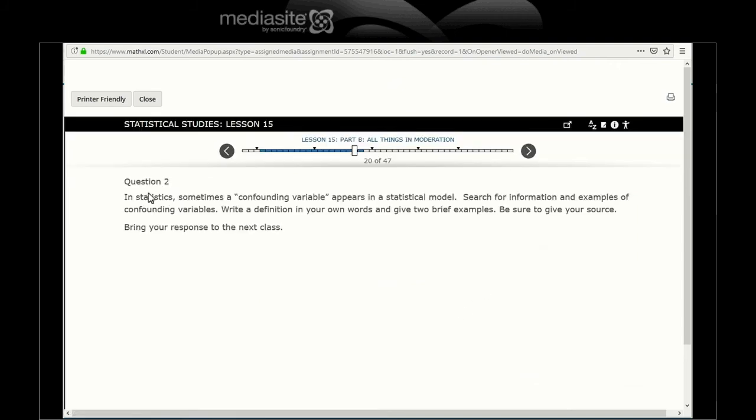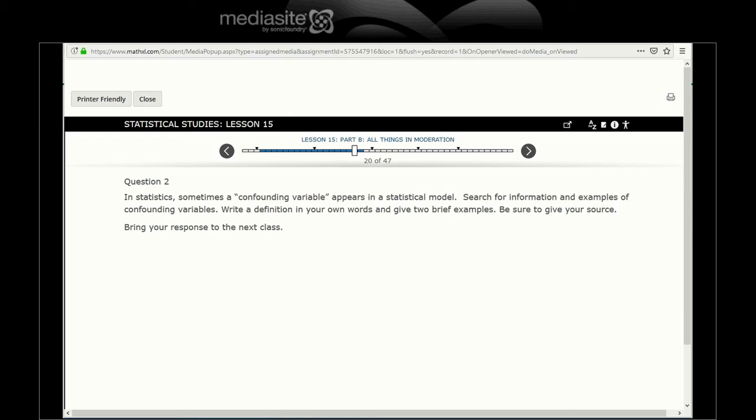Statistics. Sometimes a confounding variable appears in a statistical model. Search for information for examples of confounding variables and write a definition in your own words and give 2 brief examples. Be sure to give your source. Bring a response to the next class. No, that's not very practical online here. Suppose in the future, note to self, this would probably make a good discussion board question. Make a note. Pause.